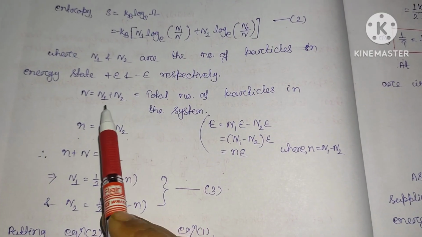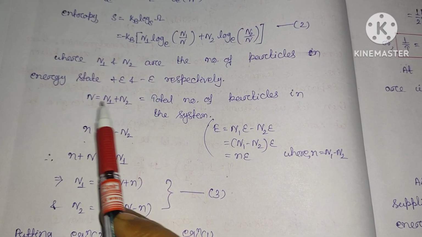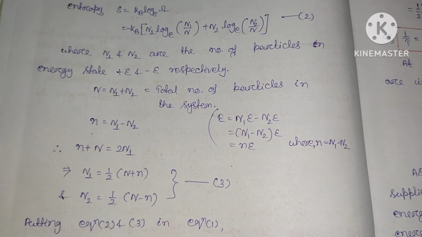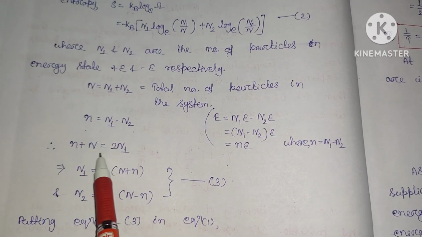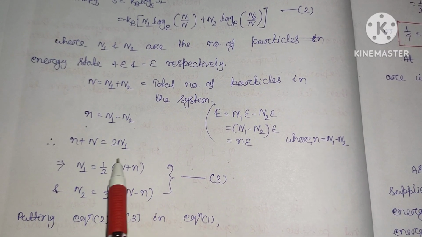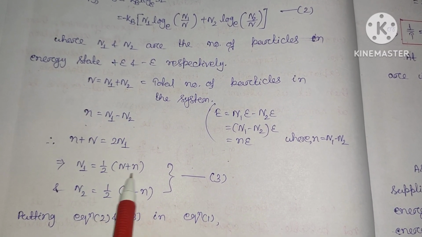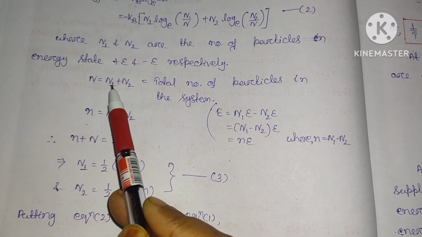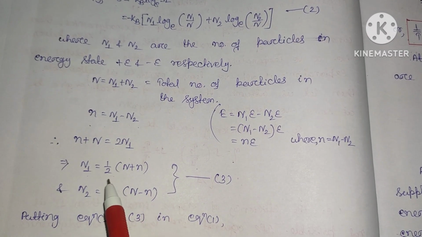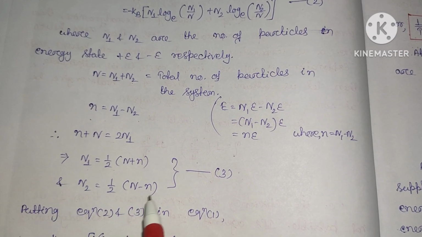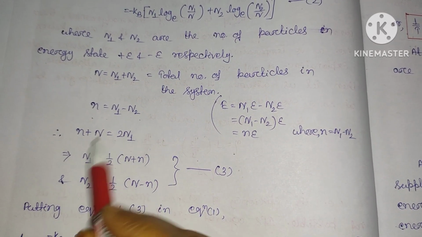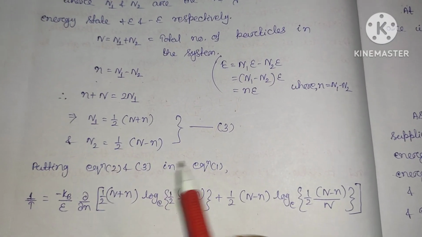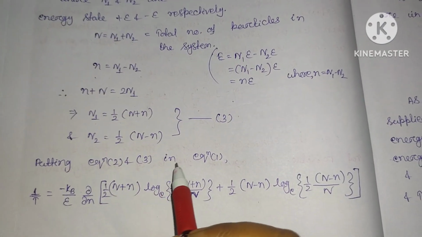Now you can see that the total number of particles N equals n1 plus n2, and small n equals n1 minus n2. If we add N plus n, the n2 gets cancelled, that becomes 2 n1, or n1 equals 1 by 2 of N plus n. Similarly you can calculate n2 equals N minus n1. In place of n1, if we put this value, we get n2 equals half of N minus n. It has been already calculated in the previous video. So we have already calculated this n1 and n2.